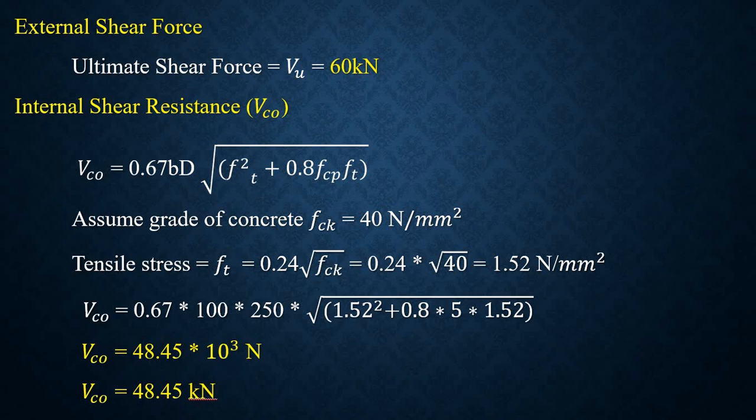Next, let's check whether we know all the terms or not. FCK is given. So using this FCK equal to 40 N/mm², we can find out tensile stress. Tensile stress formula is 0.24 into root of FCK. We will get 0.24 into root of 40, which is 1.52 N/mm². Everything is done. FCP is ready, FT is also ready. So substituting, we will get 0.67 into 100 into 250 into whole root of 1.52 square plus 0.8 into 5 into 1.52. Therefore VCO is 48.45 into 10 power 3 N. If you want to convert it into kN, we will get VCO as 48.5 kN.